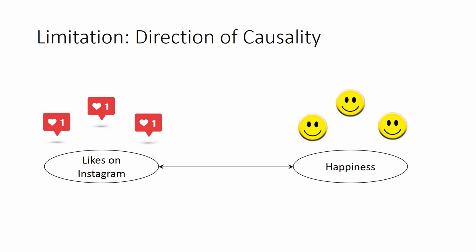With correlation analysis, we can only conclude that the more likes people receive on their Instagram, the happier they are. We cannot say anything about the cause and effect of the relationship. For example, we cannot assume that people are happier because they receive more likes on Instagram, or people receive more likes on Instagram because they are happier.